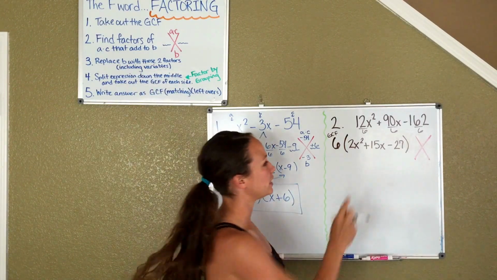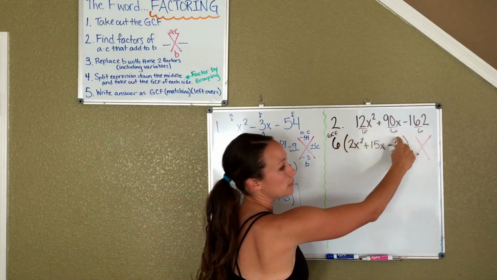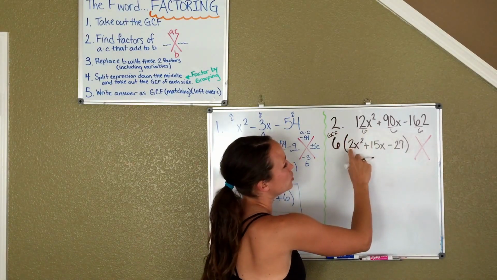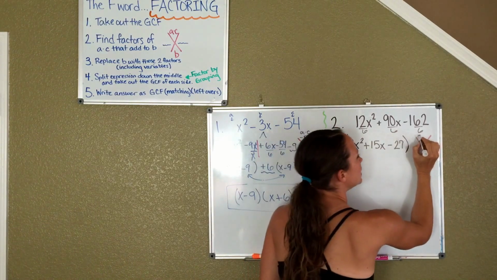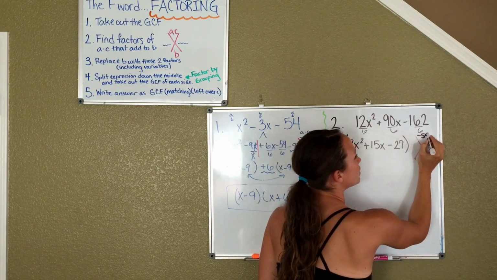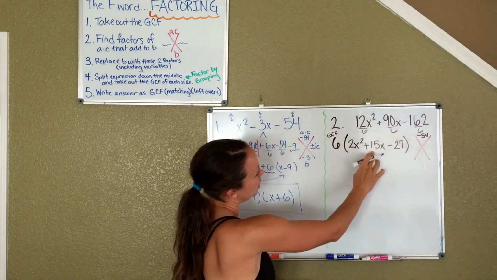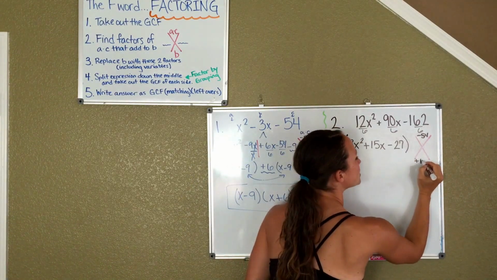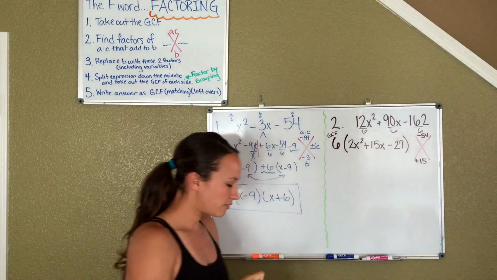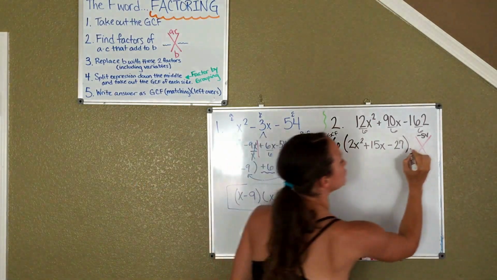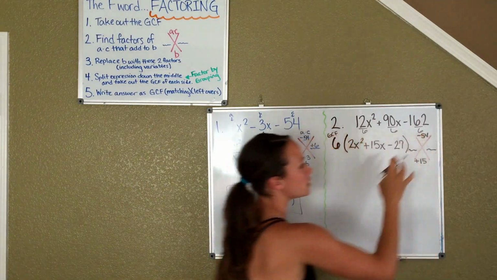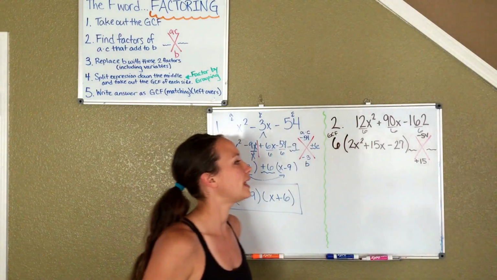What is a times c? Well, a is this term, c is this last term here. So 2 times negative 27 is a negative 54. Oh, fancy that. They match. I didn't even plan that. And then our b term is positive 15. So we need to find these cute little wings here that are going to multiply to negative 54, and that would add to 15.